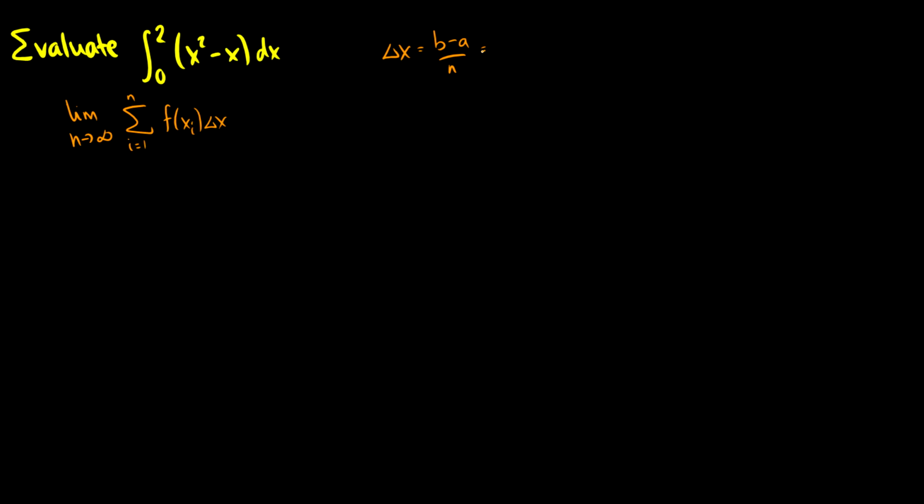So our b, our upper limit, is 2. Our lower limit is 0, so we divide by n. So this will be 2 over n.